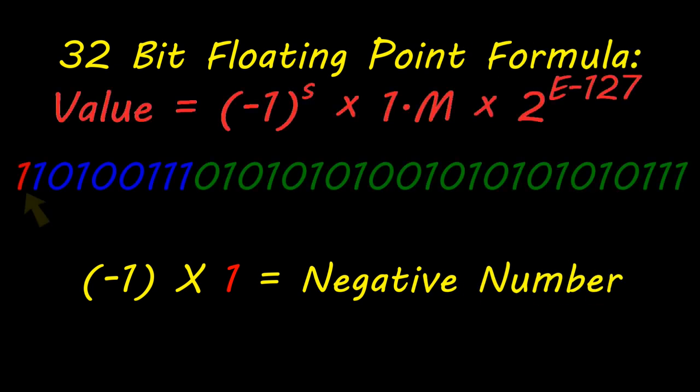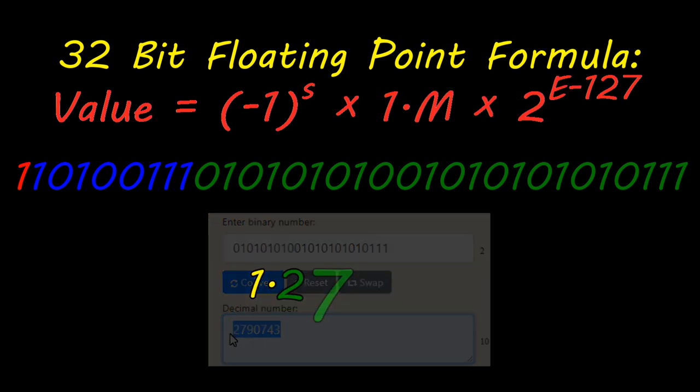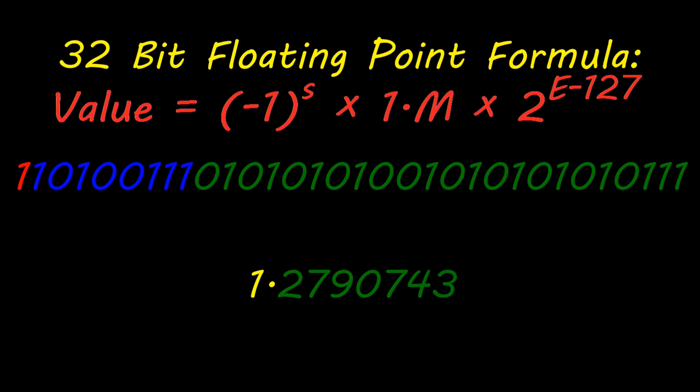Let's look at an example. Negative 1 times the sign value will tell you if the rest of the number is positive or negative. Next, you write 1 point, the value of the 23-bit integer. This is actually a 24-bit value, though. The 24th bit is hidden and referred to as the phantom bit. If you're wondering where it is, remember the value is 1 point, the 23-bit value, and that 1 point is the value of the phantom bit. Since it's 1, it doesn't need to be represented.